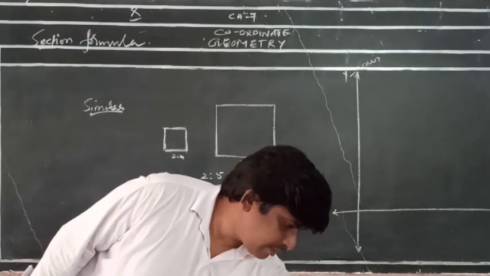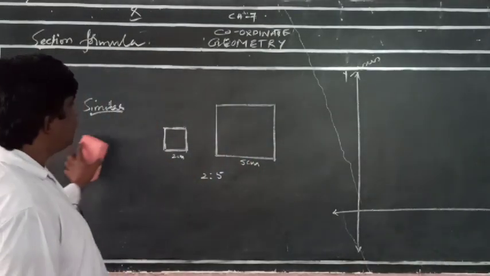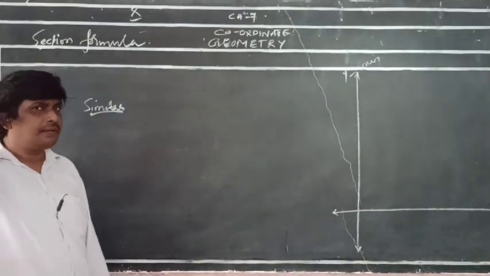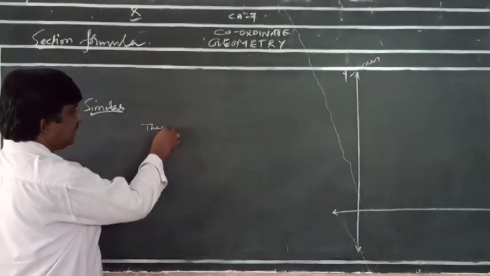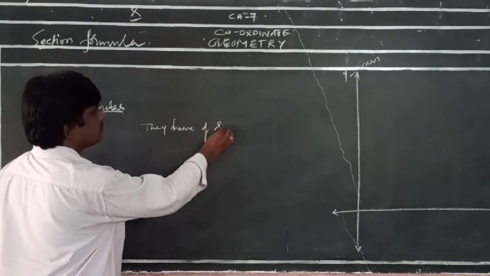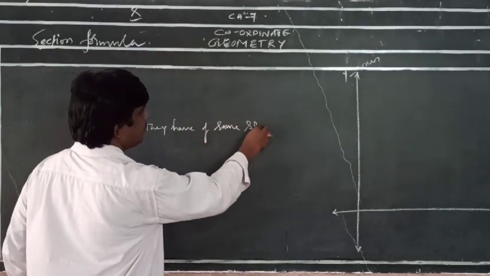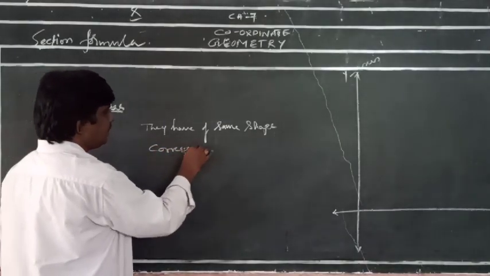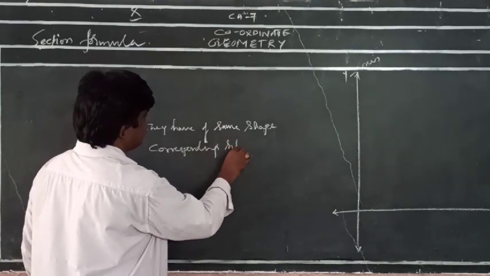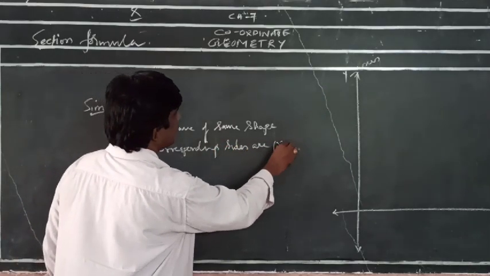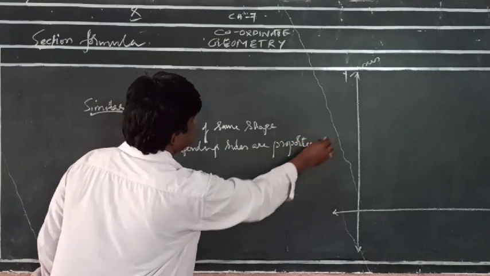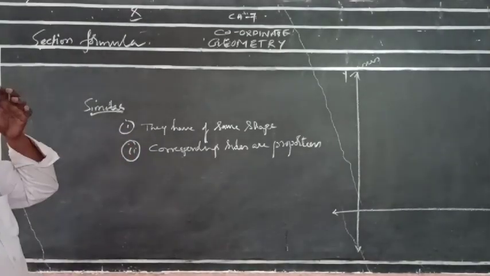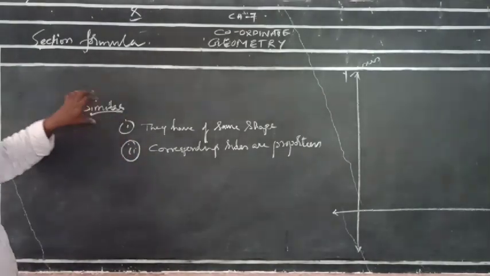What is the condition for the similarity of two geometrical figures? Two geometrical figures are said to be similar if and only if they have the same shape and corresponding sizes are in proportion. If two geometrical figures maintain these two conditions, then we can say that they are similar.